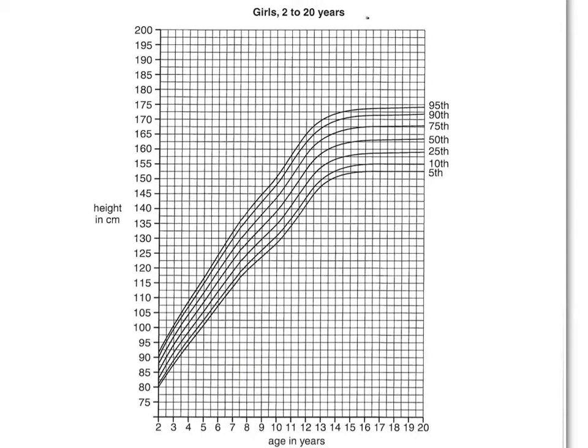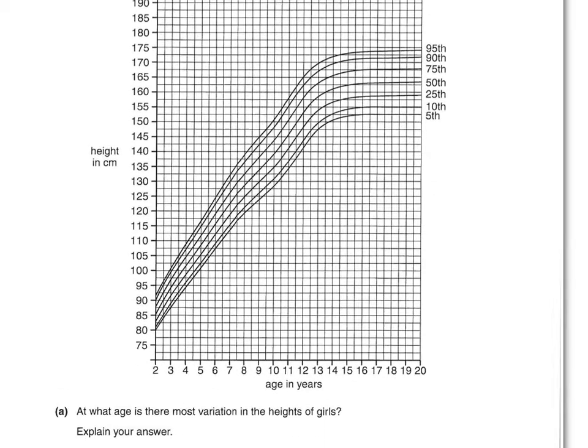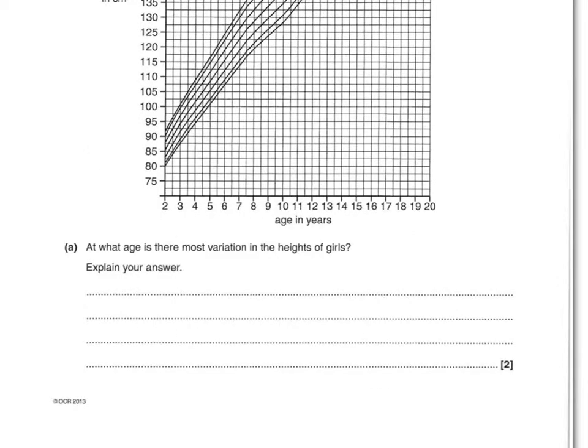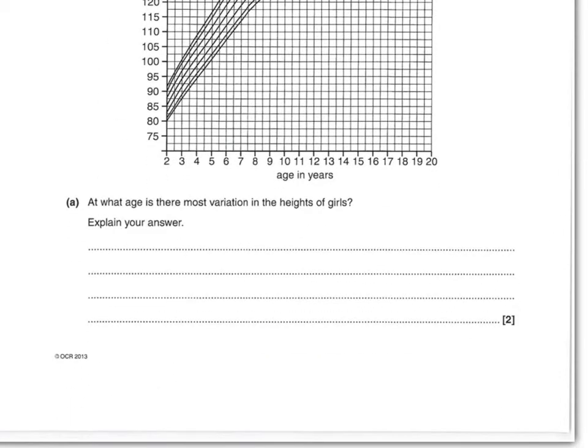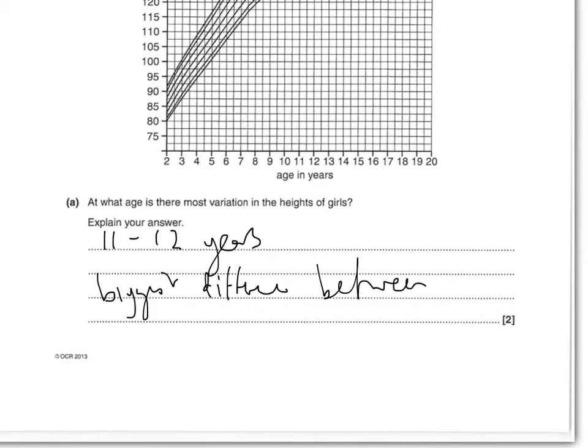So the greatest range is where you've got the biggest gap between the 5th percentile line and the 95th percentile line, which comes between 11 and 12. So the difference between there and there is the greatest. So you get a mark for saying any answer between 11 and 12. And then the second mark is saying that there's the biggest difference between the 95th percentile and 5th percentile.